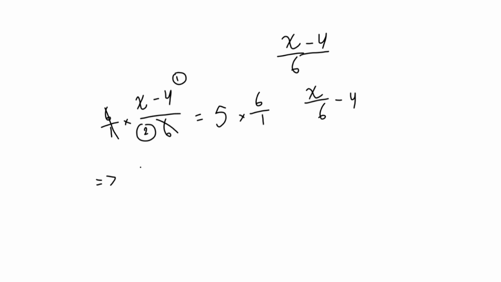So what we get next is x minus 4 is equal to 5 times 6 over 1, which is just 30. And then it's as simple as what we did before. We add 4, and x is equal to 34. And that's how we got our answer. So let's look at a new equation.